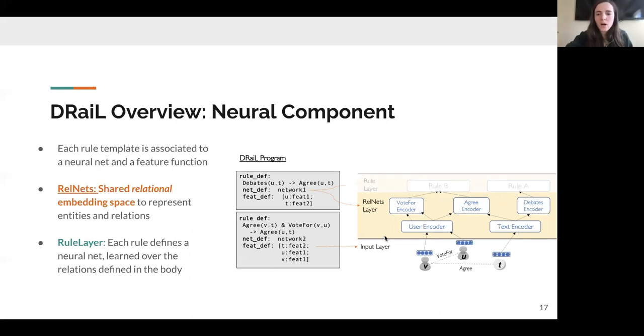And then a rule layer that basically defines the factor function, like we discussed, that is going to score the final weight of that rule. So each rule is going to have a weight, and that weight is going to be learned by a neural net, which we call the rule layer. So it's kind of this layered architecture where you have an input and you have a shared space where you embed entities and relations, and then you have a scoring function on top that takes everything that's on the left-hand side of the rule and outputs a score. So now I have a neural representation of my entities, of my relations, and I have a scoring function for a weight for each of these rules.